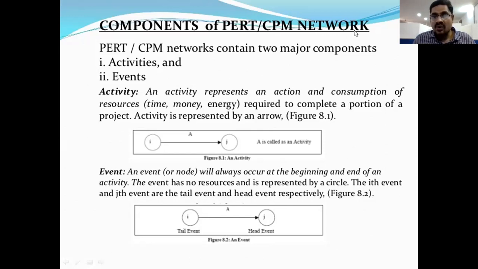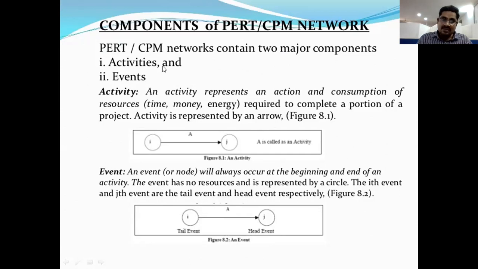Next, coming to the CPM PERT network diagram rules and regulations. The first thing is activity. A network contains two major components: first, activities, and second, events. Activity-based planning is called CPM. Event-based network analysis is called PERT. Once again, I want to repeat it: an activity-based network diagram is called CPM, and an event-based network diagram is called PERT.